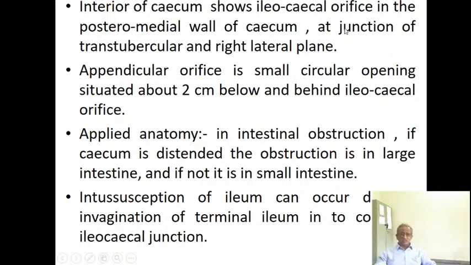Interior of the cecum shows ileocecal orifice in the posteromedial wall of the cecum at the junction of the transtubercular plane and right lateral plane. Appendicular orifice is a small circular opening situated 2 centimeters below and behind the ileocecal orifice. Applied anatomy in intestinal obstruction: if cecum is distended, the obstruction is in the large intestine. If it is not distended, the obstruction is in the small intestine. Intussusception of the ileum can occur due to the invasion of the terminal ileum into the colon at the ileocecal junction.